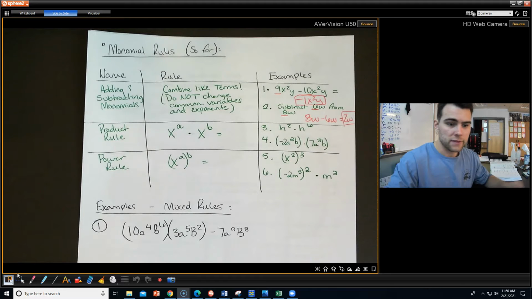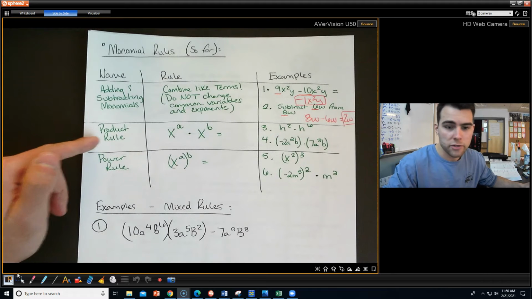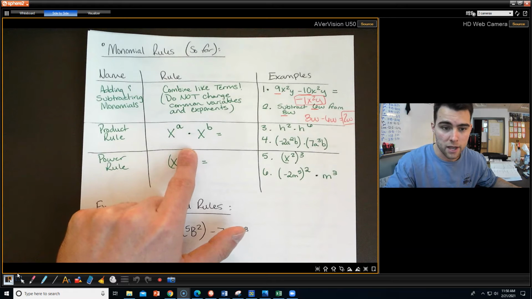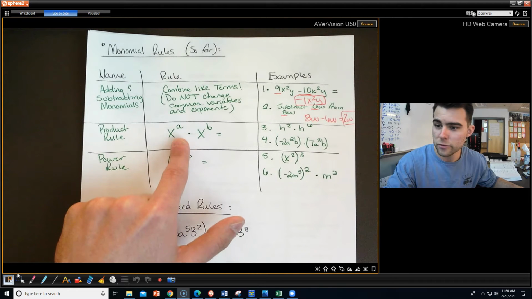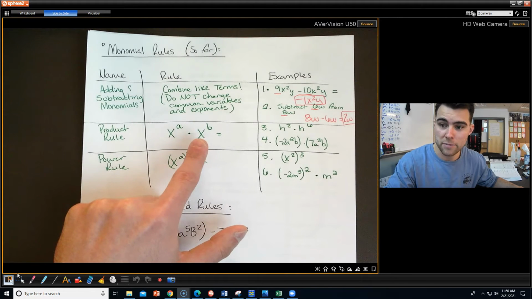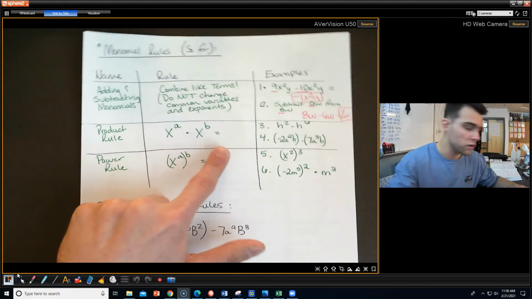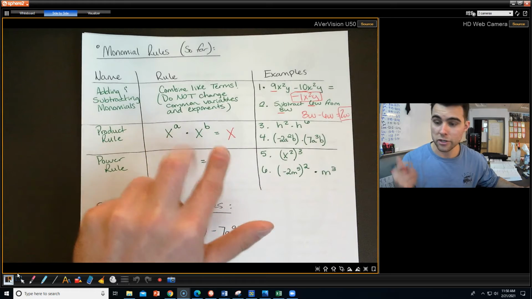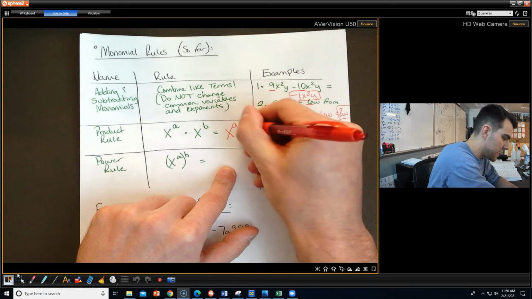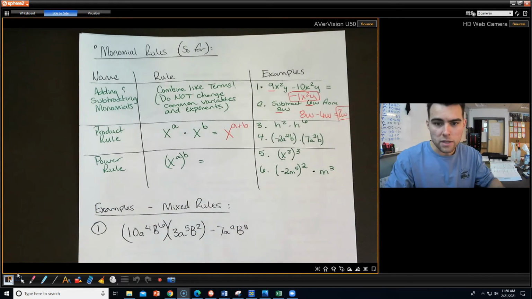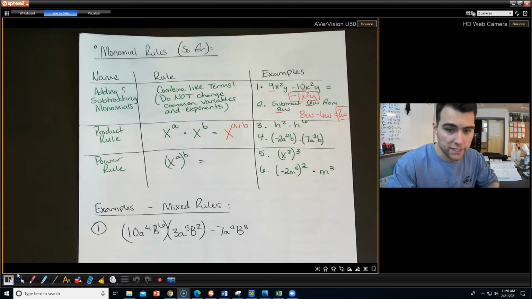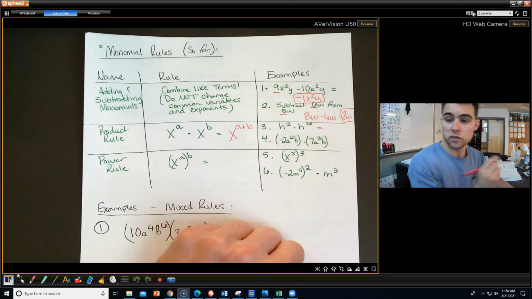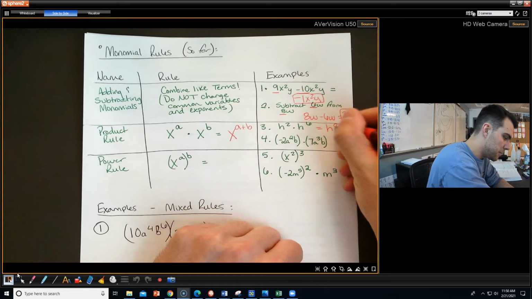Okay. Next is the product rule. This is when you end up actually multiplying your monomials, hence product, right? So if you have something like x to the a power times x to the b power, and you want to combine those monomials, then all you have to do is take those exponents and add them together. It'll be x to the a plus b power. Looking at number 3, it's h to the second times h to the 6, so we do h to the 2 plus 6, and we get h to the 8th power.